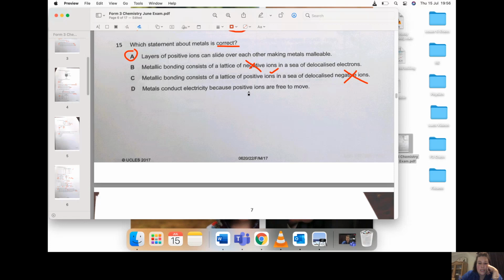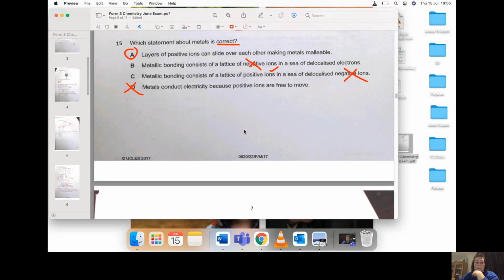Metals conduct electricity because positive ions are free to move. Wrong. Metals conduct electricity because negative electrons are free to move. Nothing to do with the positive ions. They cannot move. It is the electrons that move. So your answer for number 15 was A.